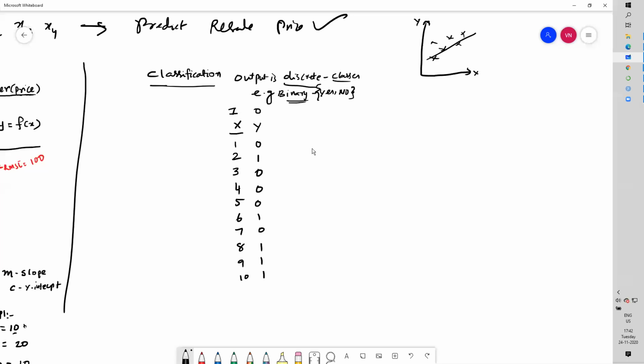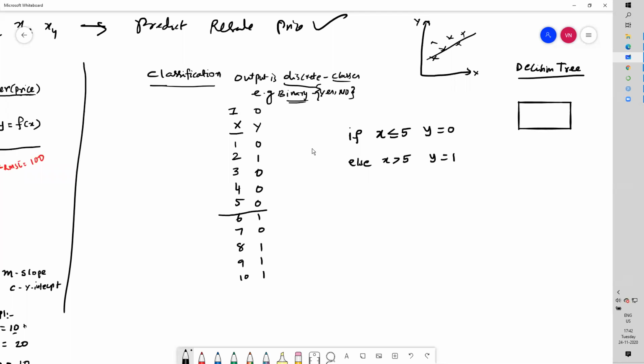So given this data, let's say I go by a simple rule. The rule is like this. If X is less than or equal to 5, then Y is equal to 0. Else, that means when X is greater than 5, then Y is equal to 1. So this is just like an if-else rule. So this is called divide and conquer. This is the basic foundation for decision tree based algorithms, right?